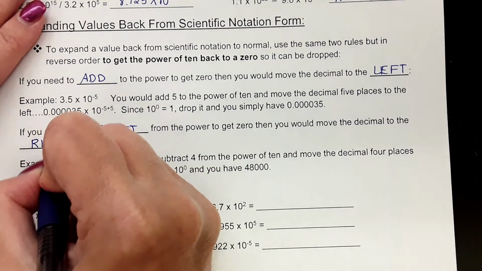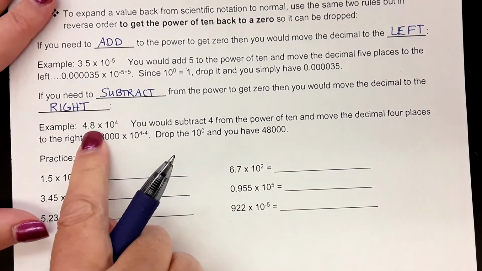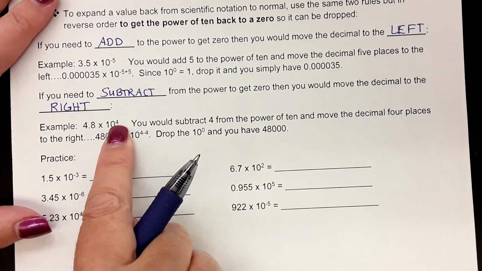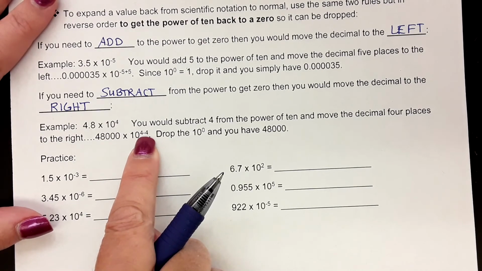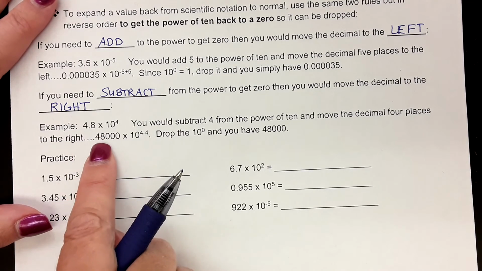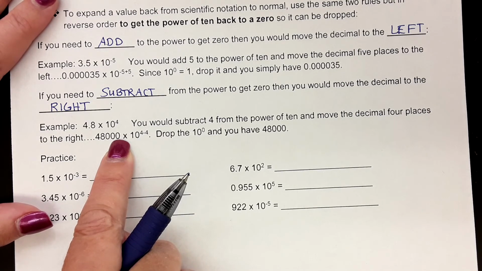Okay? If you need to subtract from the power of 10 to get 0, then you would need to move the decimal to the right to expand it properly. All right? So if you have 4.84 times 10 to the 4th, in order to make the 4 a 0, you have to subtract 4. And if you're going to subtract 4, you're going to take that decimal and move it 4 places to the right. Okay? So we're still using left and add together. We're still using subtract and right together. Same two words go together each time.